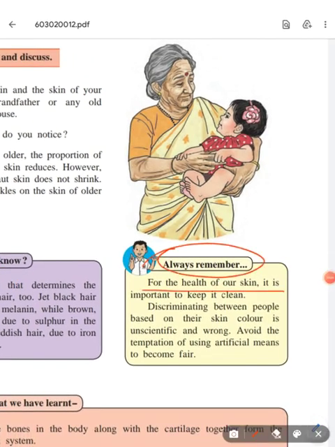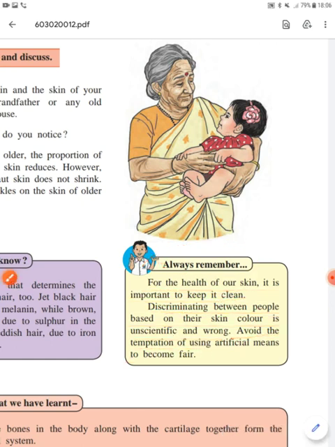For the health of our skin, it is important to keep it clean. Discriminating between people based on their skin color is unscientific and wrong. Avoid the temptation of using artificial means to become fair.